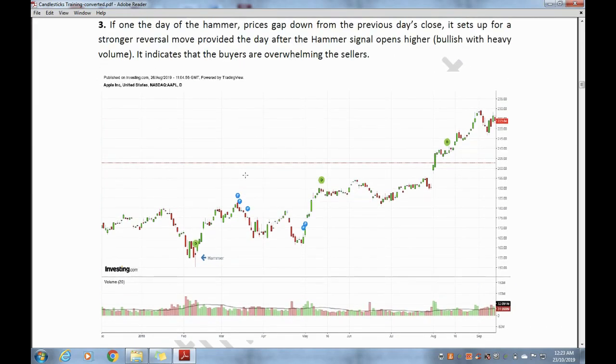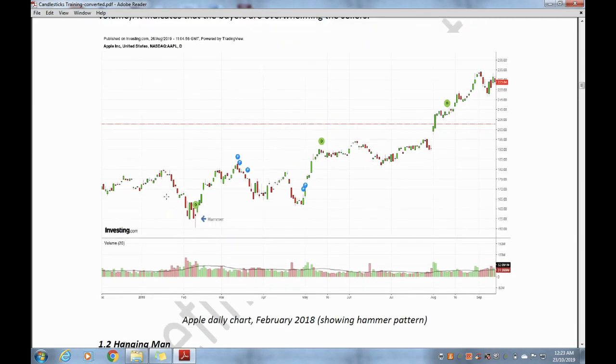So let us do another example. This is an example of Apple listed in the United States NASDAQ. So this is a February 2018 daily chart. Prices from late December, January have been falling from 180 levels to about 155 levels. That is a very good downtrend.